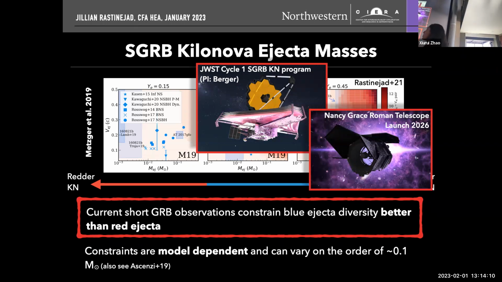I think we have a couple things to look forward to, a couple missions. So JWST cycle 1, Ido Berger has a program to follow up a short GRB kilonova there, just waiting for an event to trigger on. And then the Nancy Grace Roman telescope launched in 2026 will give us more photometric instruments to use to follow up these events.